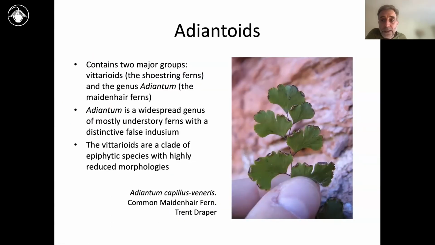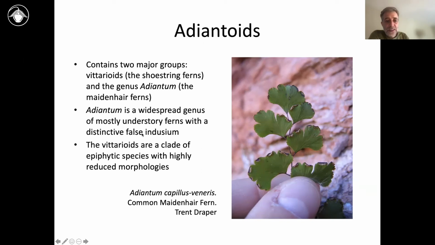I'll introduce the two major groups that occur in California. The first of which is the adiantoids. This actually includes two big groups within it, adiantum and pteroids, but only adiantum is here in California. It's a very widespread genus. There's 4 species in California.